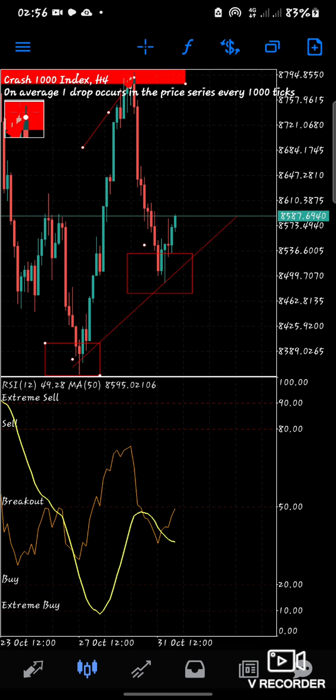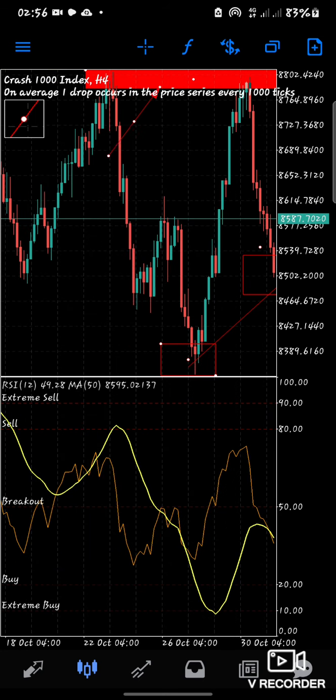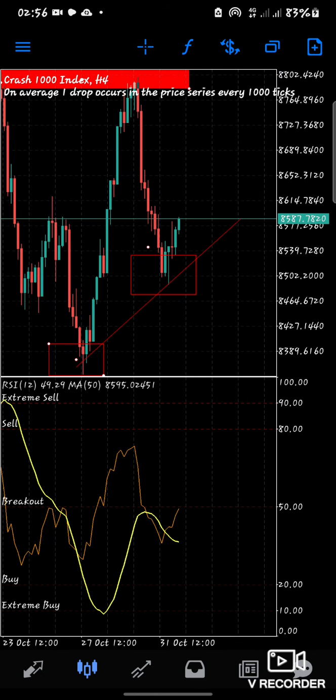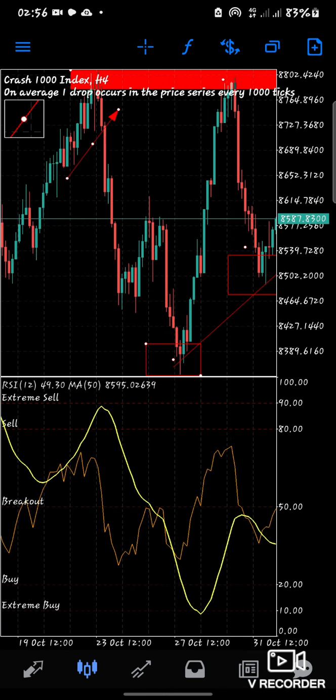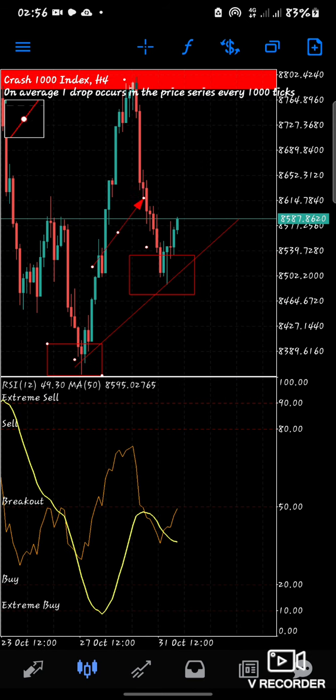It started coming down, and when it came here too, it started coming down. Okay, so you mark this. So you can actually extend this like this, so that whenever the price touches this zone here, we can easily mark the next movement or the next direction of the market.